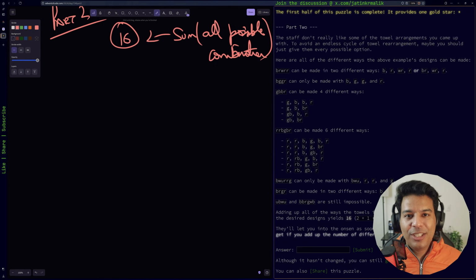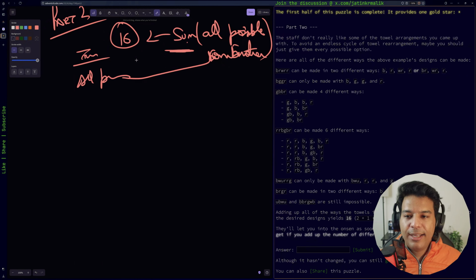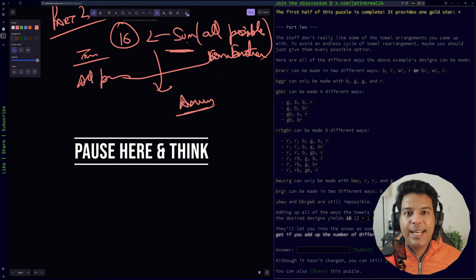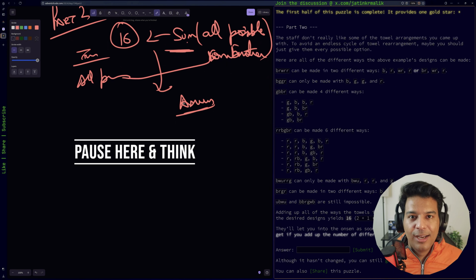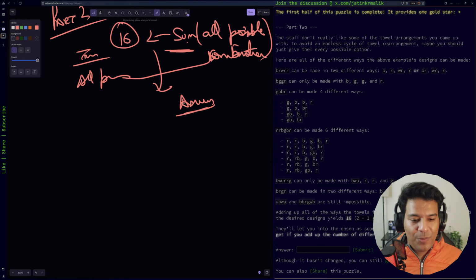So I hope the question is clear. All we need to do is, instead of returning directly true like we were doing, get all possible combinations, sum them, and return that. That would be our answer for this puzzle. With that, I urge you to pause here and think about how you will modify the solution you wrote in part 1 so that it can help you with part 2. And once we are back, I'm going to talk about some hints to help you in writing your code. And I'll see you in a bit.